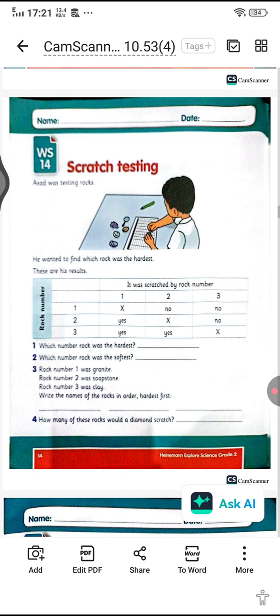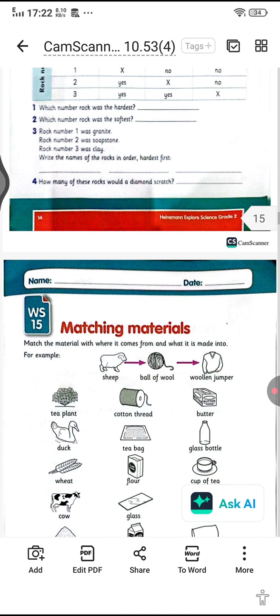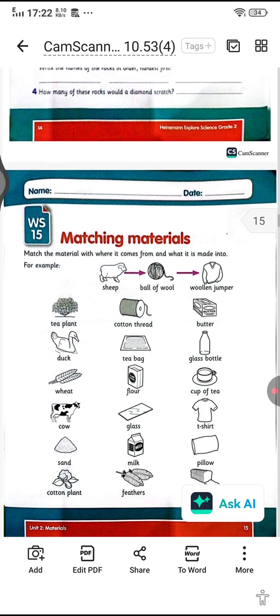And how many of these rocks would a diamond scratch? All the rocks can be scratched with the help of diamond. Then we will do worksheet number 15, matching materials. Match the material with where it comes from and what it is made into.